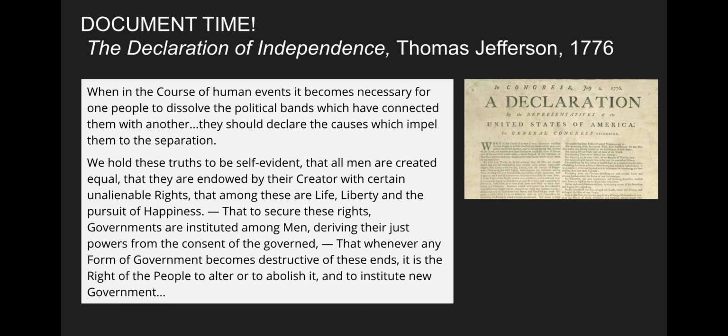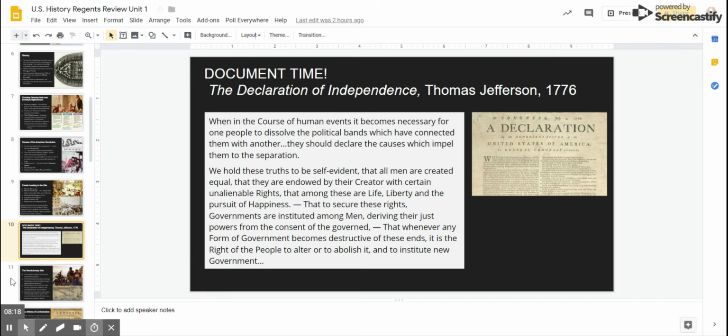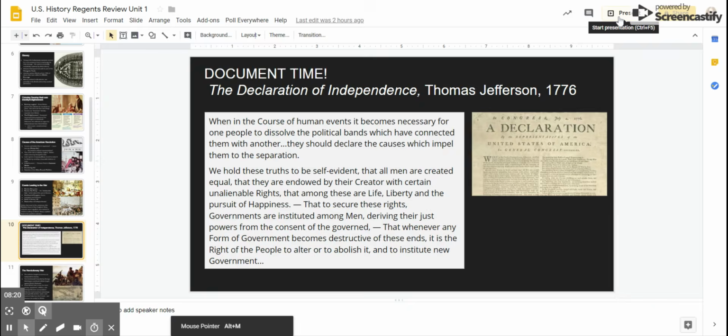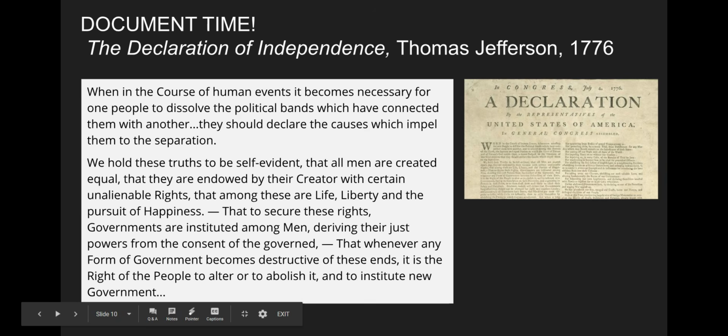So let's have a document time. The Declaration of Independence. This is one of the most significant documents in not just US history, but world history. This is one to know.